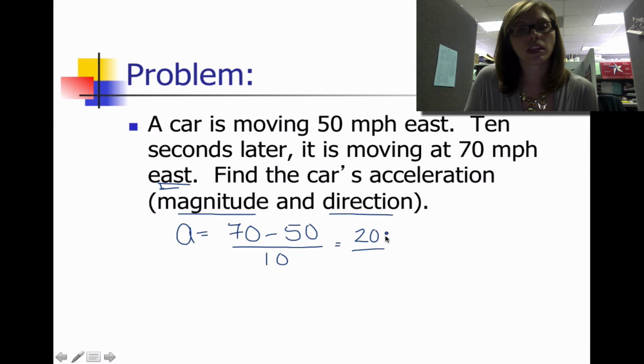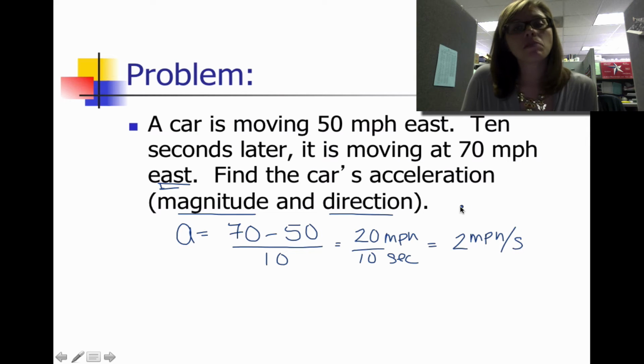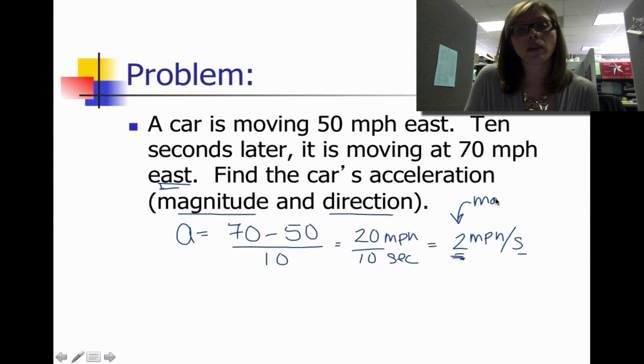So 20 miles per hour is our change in velocity over 10 seconds. So this is 2 miles per hour per second. Which means each second we're speeding up 2 miles per hour. This is just our magnitude, and our direction is east. Okay.